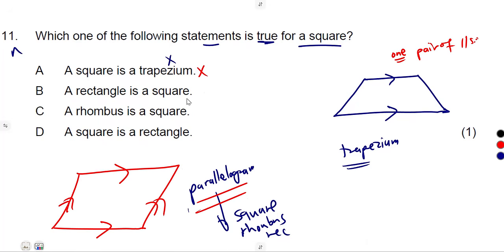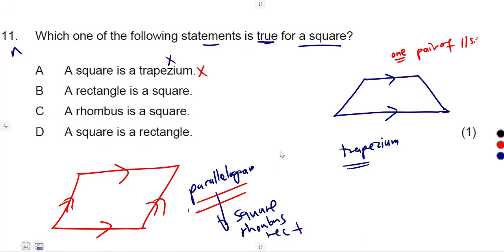So this one is totally out. A rectangle is a square. Can we say that a rectangle is a square? All right. A rectangle has properties similar to a square. Which properties? To say that a square is a parallelogram, a rhombus is a parallelogram, a rectangle is a parallelogram. Those are the properties that a rectangle only shares, which is what? Two pairs of what? Parallel sides. Or we can simply say it, opposite sides are parallel.